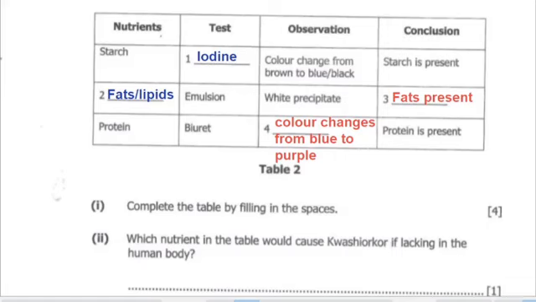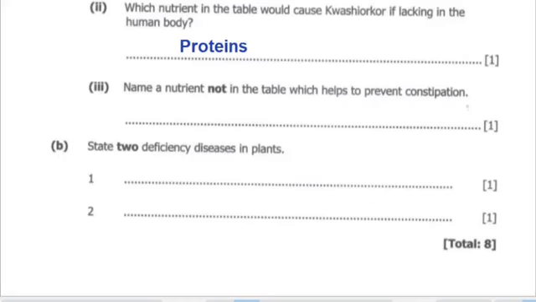Let us now look at our question A2. Which nutrient in the table would cause kwashiorkor if lacking in the human body? So the nutrient in this table that would cause kwashiorkor if lacking in the human body, it's what? Protein. Okay. So our answer here is protein. This is our answer. So I hope that you are following.